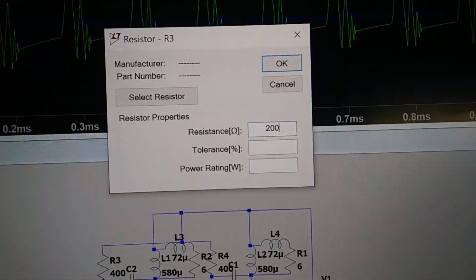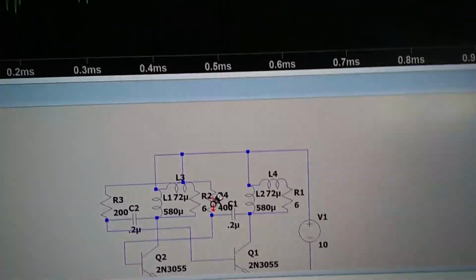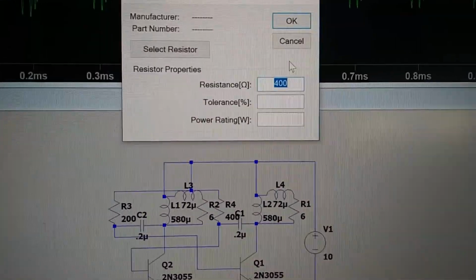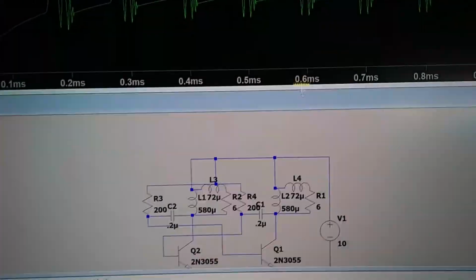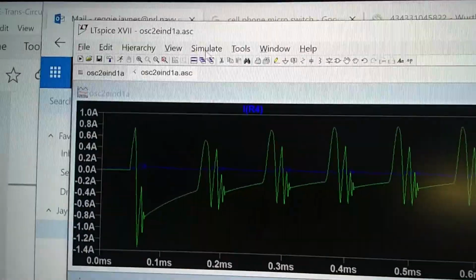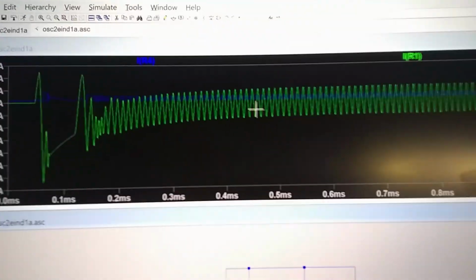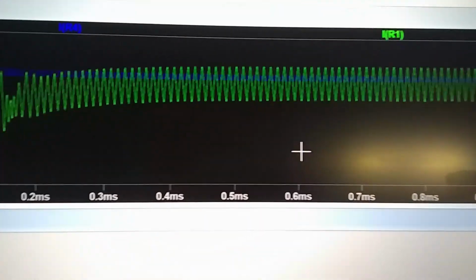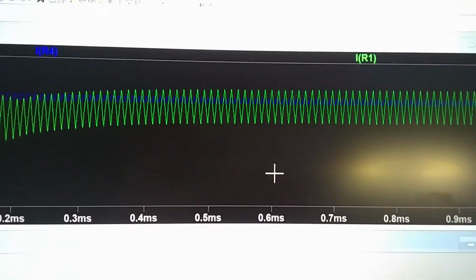And I'll put it back to 200 because that was oscillating somewhat normally. And I'll fiddle around with this circuit some more. I'll re-simulate that. Okay, there we go. There's the oscillations again.